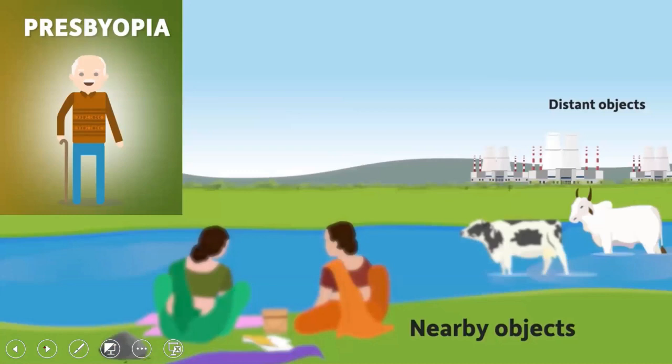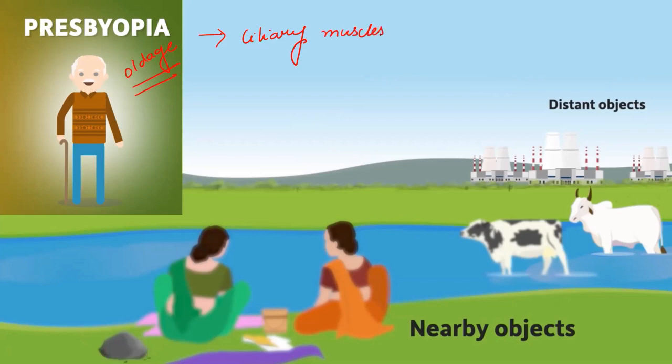Okay. Now the third type of disease that we have is presbyopia. Presbyopia is normally seen in old age adults, wherein the ciliary muscles become weak due to aging. What are ciliary muscles? Ciliary muscles are the muscles which hold the convex lens of the human eye. So because of the ciliary muscles, the eye lens can contract and relax.